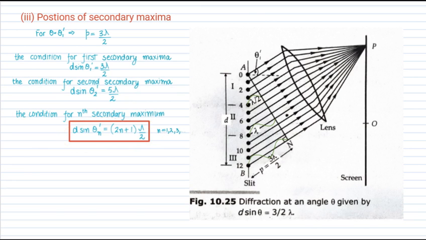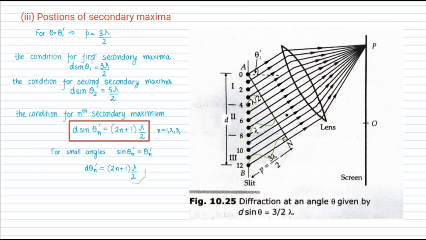Next, we will find out the position. To find the position, we have to find this angle. To find this angle, let us make an assumption. The assumption is that this angle is very, very small. If this angle is very small, then I can write sine theta n dash as theta n dash. Using this assumption, I can write this expression as d theta n dash equals (2n plus 1) lambda by 2.